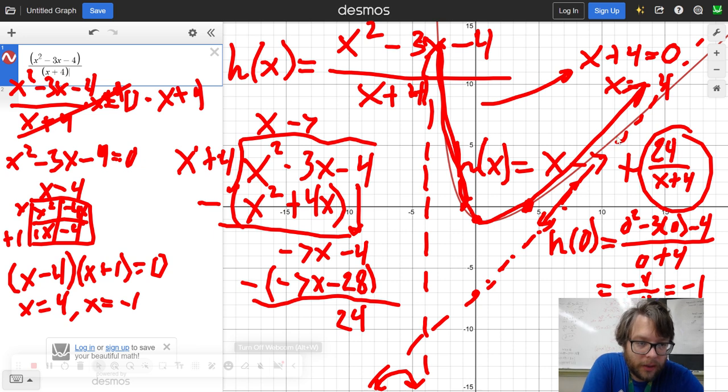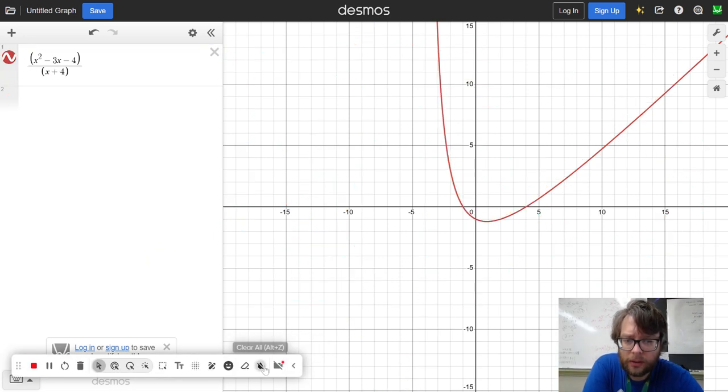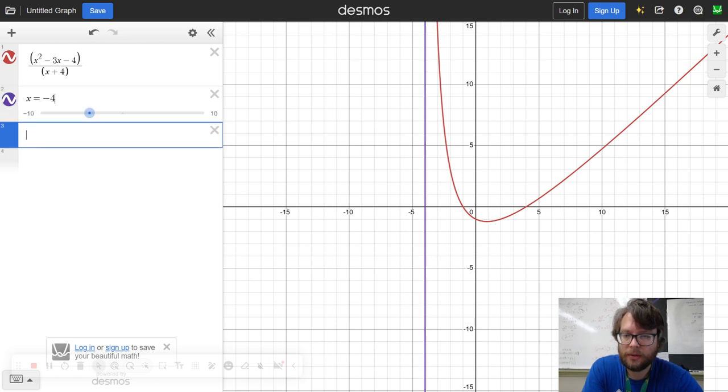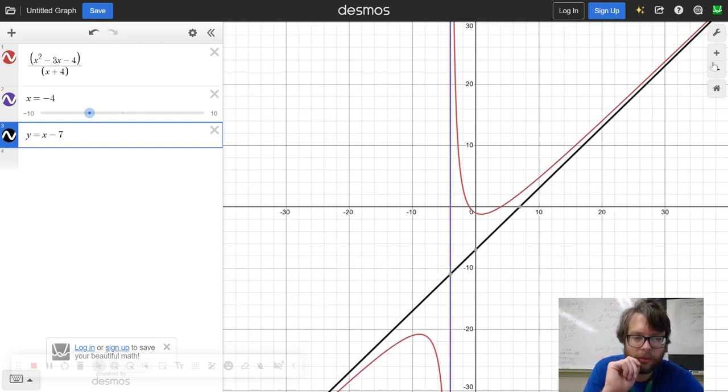All right, I did pretty darn good with my upper branch. And let's clear out the stuff here. I'll type in x equals negative 4. That's the vertical asymptote. y equals x minus 7. That's the slant asymptote or oblique asymptote. And you can see the other one mirrored it down there. It was a little farther than what I initially drew it, but I had the general shape of it right.